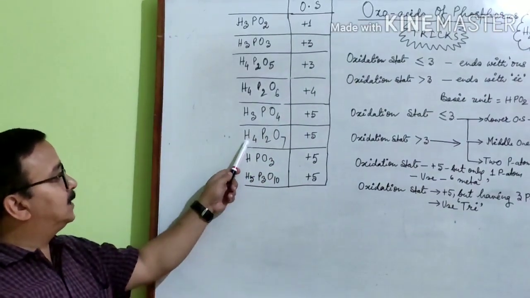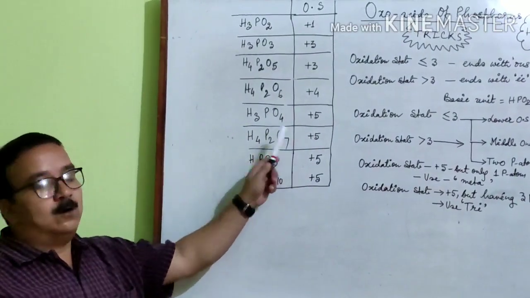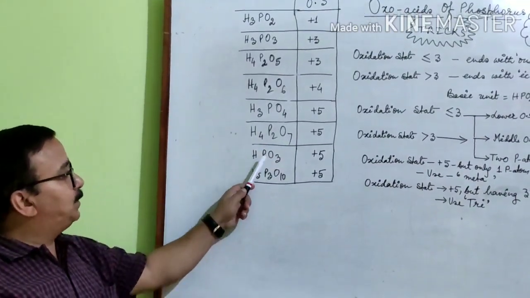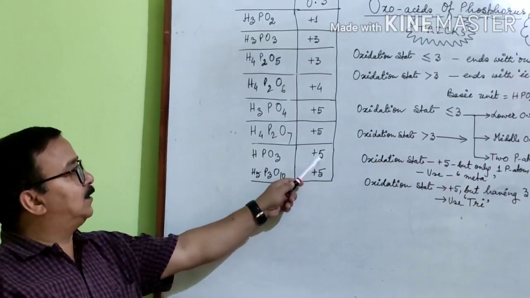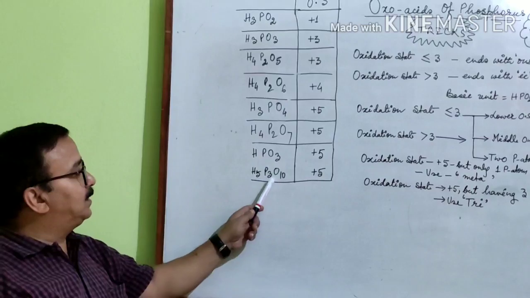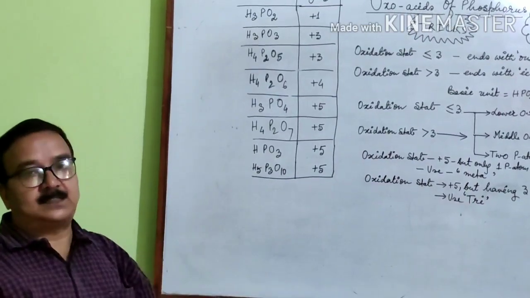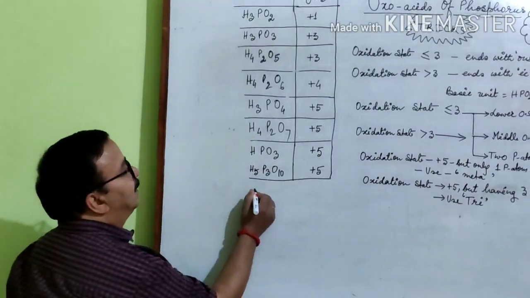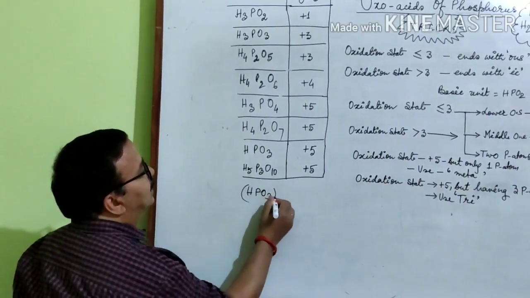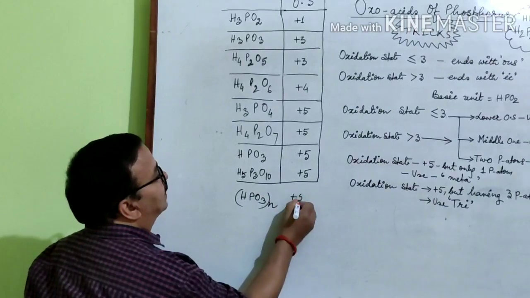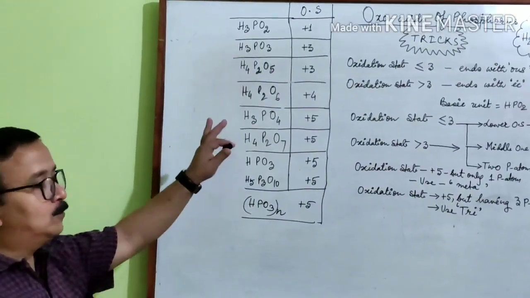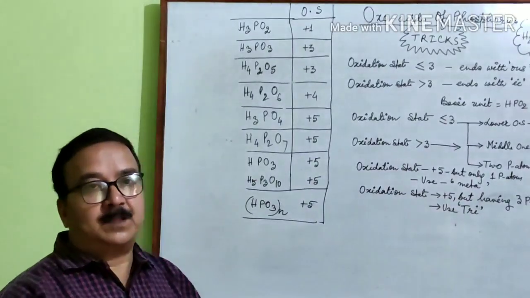Similarly, in H4P2O7, oxidation state of phosphorus is +5. HPO3, oxidation state of phosphorus is +5. H5P3O10, oxidation state is +5, and (HPO3)n, oxidation state is also +5. Now, how to draw the structures?